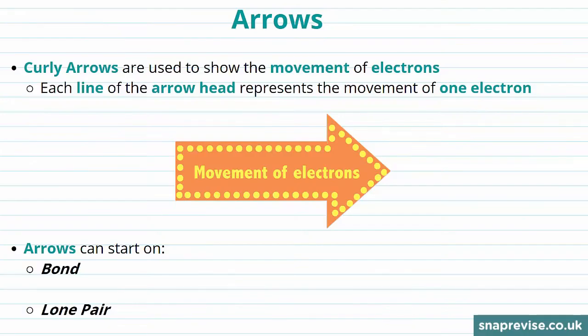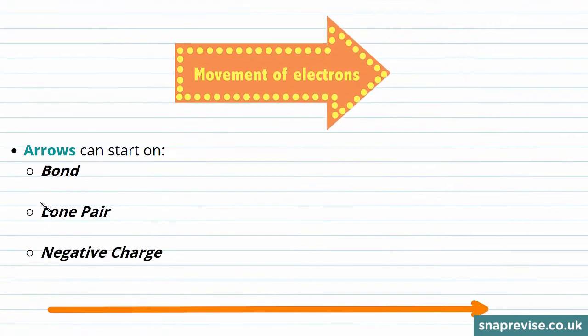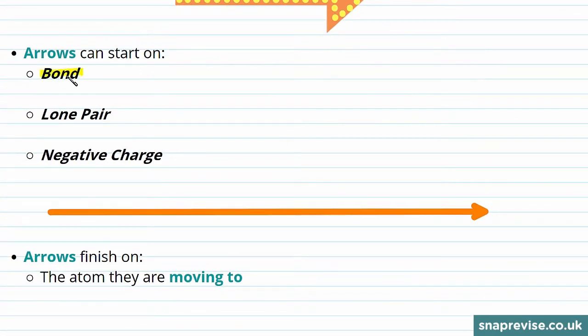So we're going to begin by discussing how we can use curly arrows to represent the movement of electrons in our reaction mechanisms. As I just mentioned, curly arrows are indeed used to show the movement of electrons, and each line of our arrow head represents the movement of one electron from our covalent bond. So our arrows can start on either a bond, a lone pair of electrons, or the negative charge of our ion, and they finish on the atom they're moving to, showing the movement of electrons.